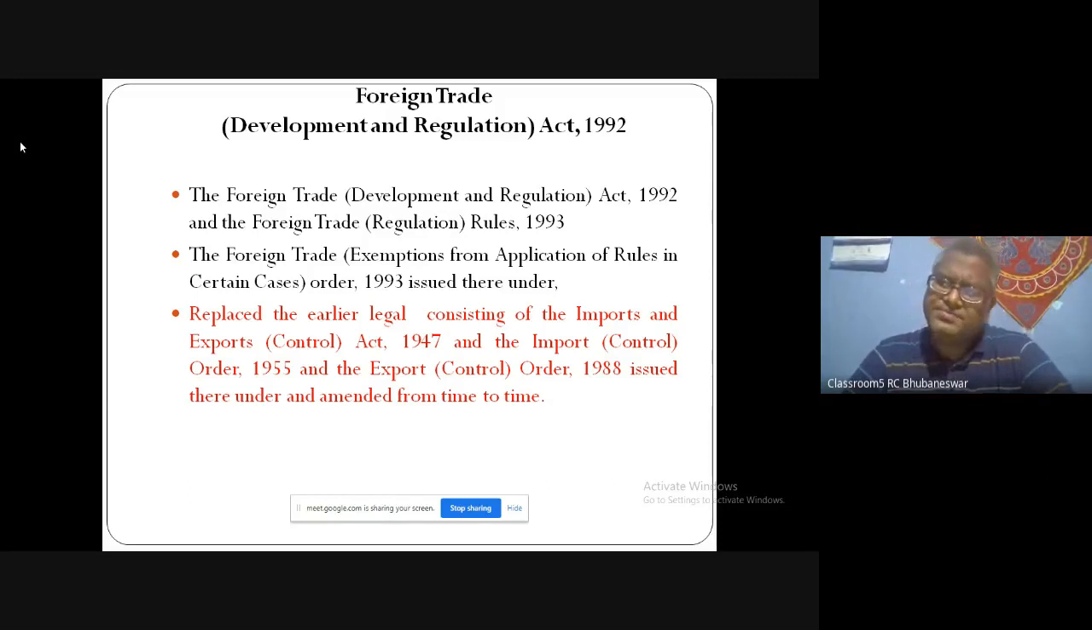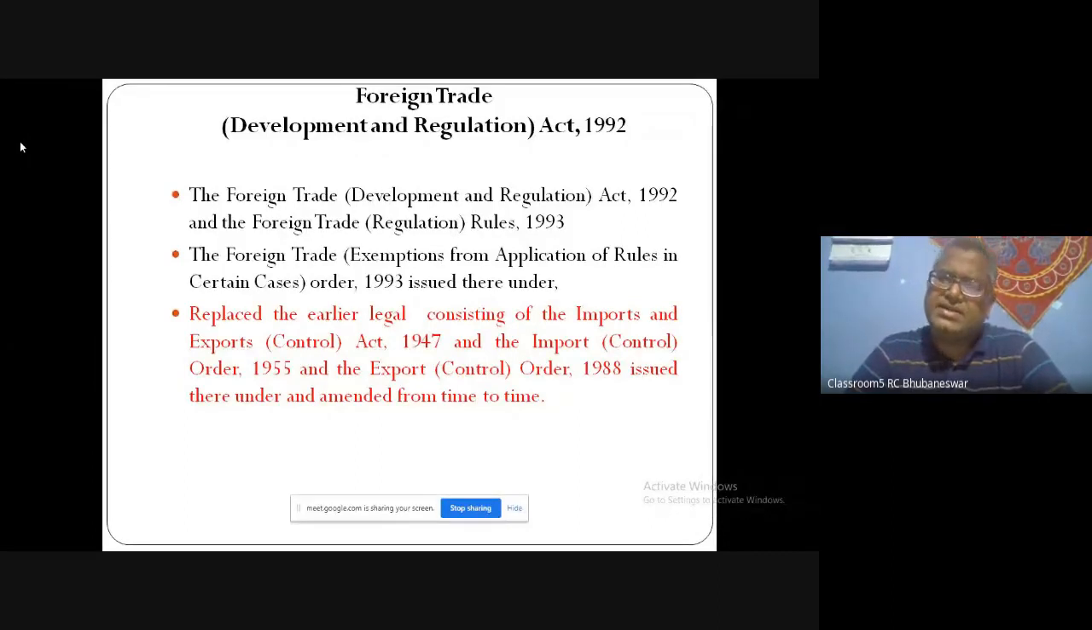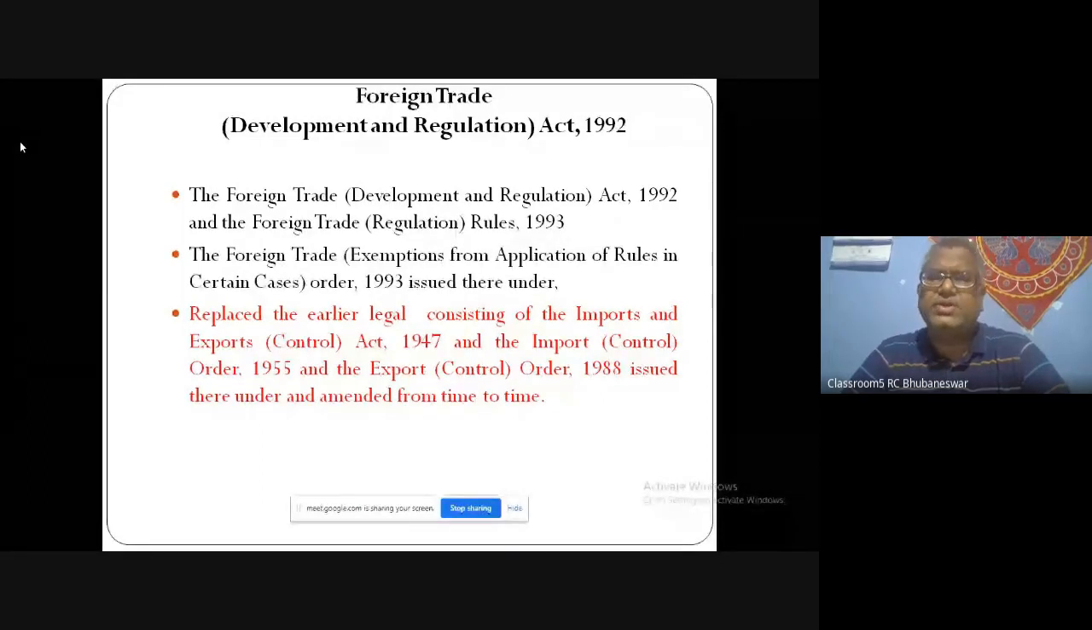Then after that, the development was cut down from this regulation, and it was changed in the Foreign Trade Regulation Rules 1993. But whatever it may be, if anyone asks you when foreign trade regulation was enacted, you may say 1992 is the golden year through which we enacted foreign trade regulation.